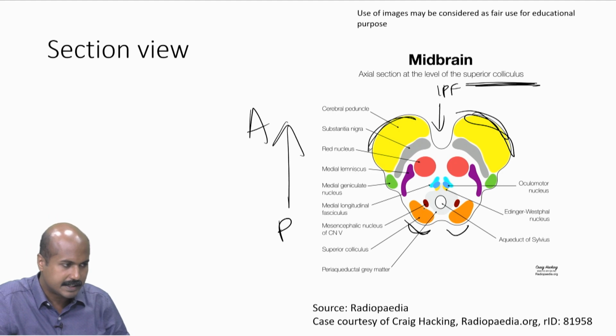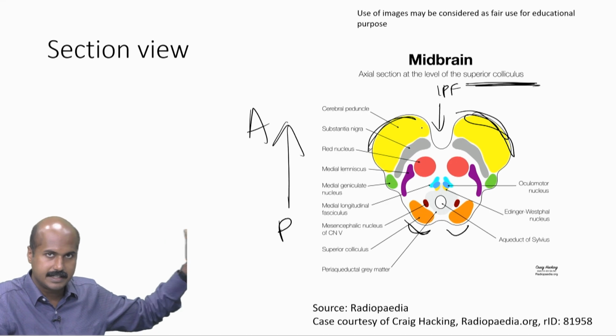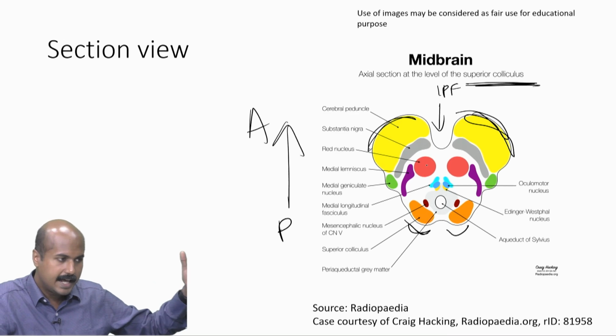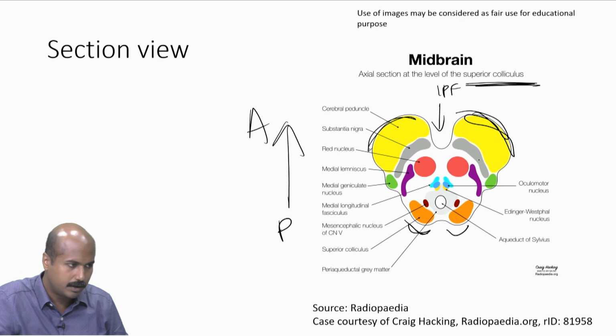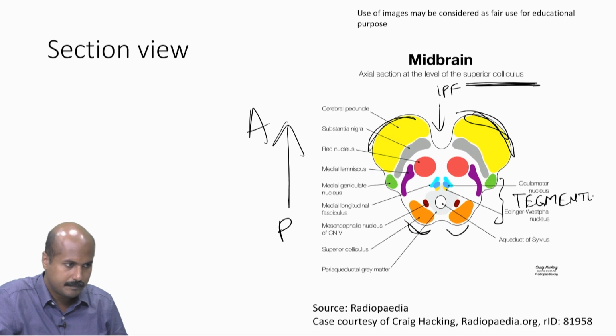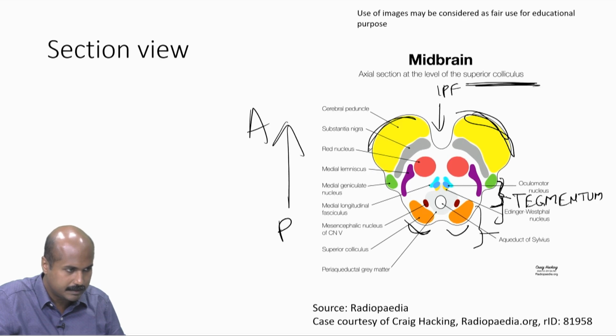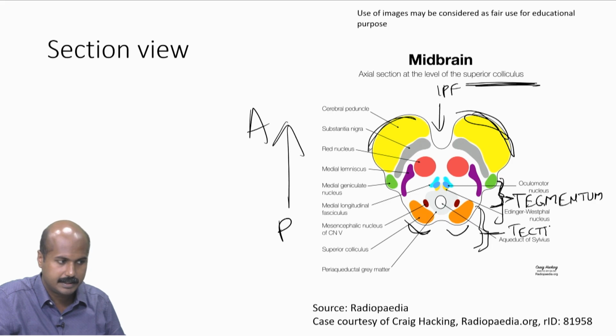In the superior colliculus section, you can see the crus cerebri anteriorly. Posteriorly, you can see the superior colliculus, and here within this part is called the tegmentum. Okay, this much part is called the tegmentum of the midbrain. The posterior aspect where you have the colliculi, that part is called the tectum. Okay, the tegmentum is only till here. The posterior aspect, that much part is called the tectum.